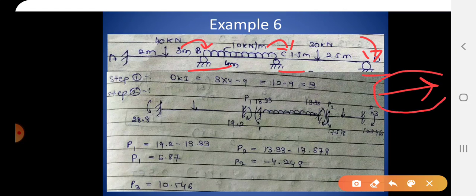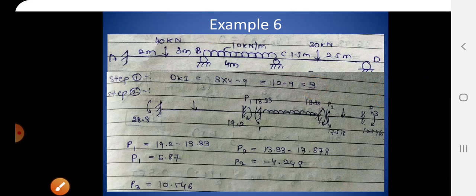But we are neglecting these horizontal displacements, that is axial deformation. Therefore only 3 unknowns remain: rotation at B, rotation at C and rotation at D. So total DKI is 3. Now go to step 2, which is to generate the P matrix. What is P? P is the action required to produce unit displacement in the structure.